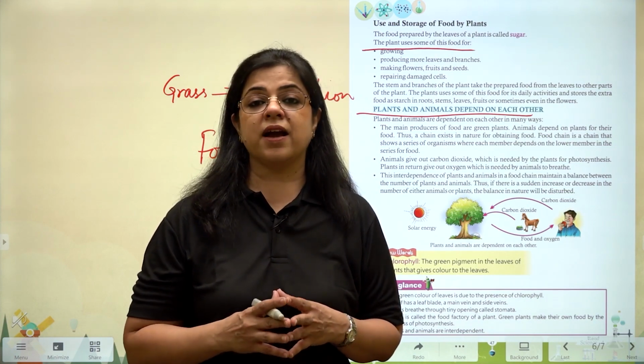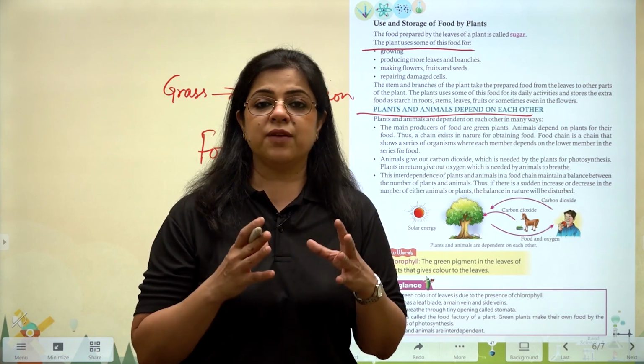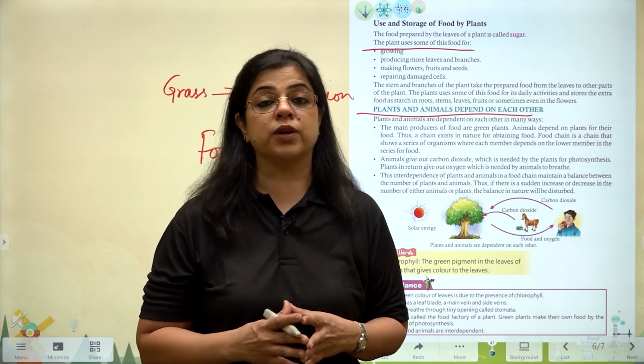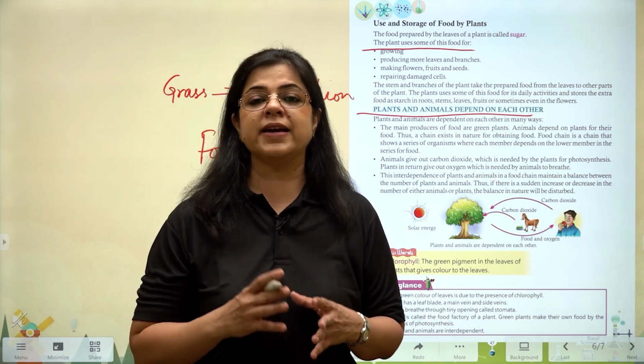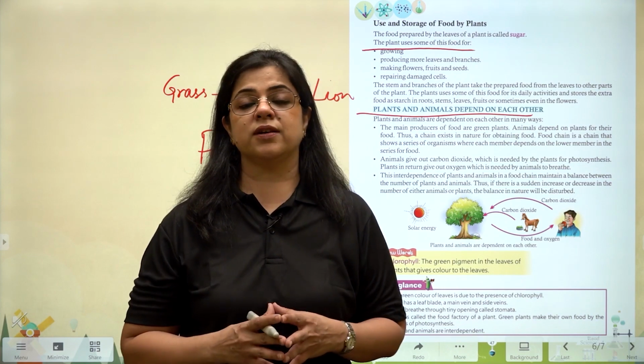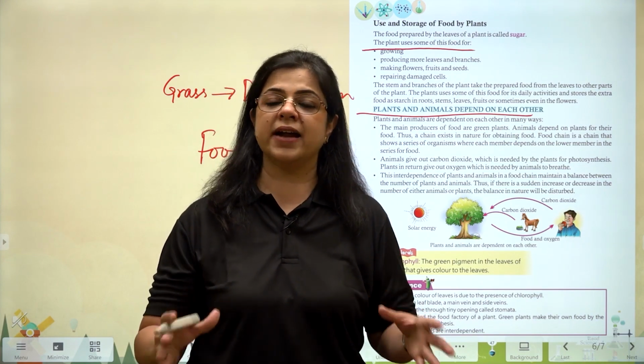Now, in this chapter, we have learned about green plants. We have learned how the leaf produces food. We have also learned about the stomata and exchange of gases. And we have learned about the interdependence of plants and animals.